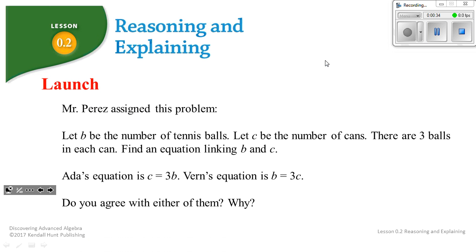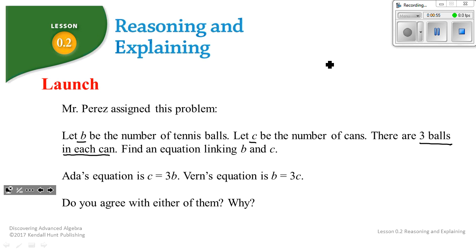We have B is the number of tennis balls, C is the number of cans, so we're using a model here, like we talked about in the last lesson, and we're using these symbols to represent quantities. B is the number of tennis balls, C is the number of cans, 3 balls in each can. What equation links B and C?